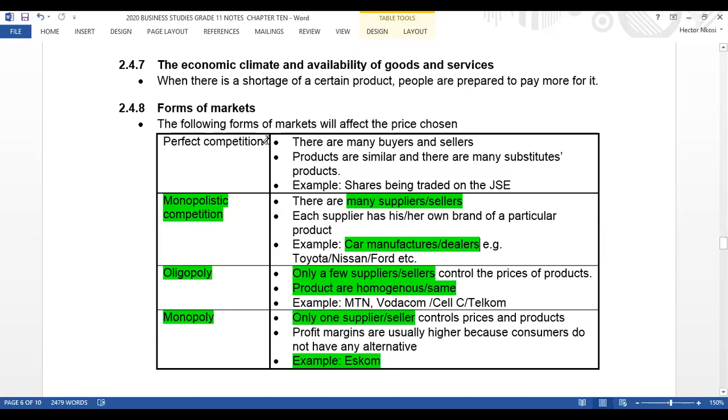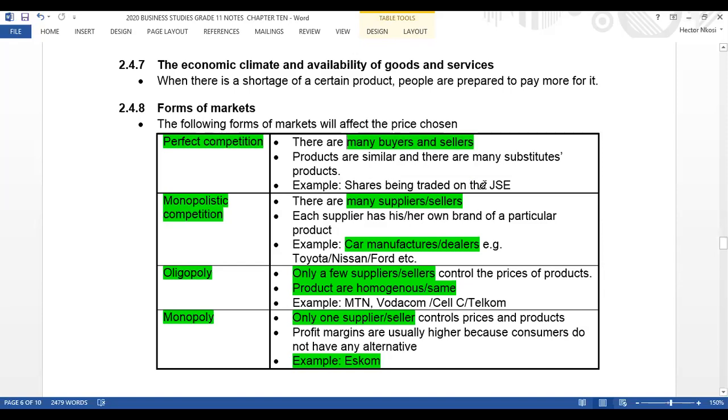Then now we're moving to perfect competition. Grade 11, when we move to perfect competition, there are many buyers and sellers. Here you've got many buyers and sellers, the products are similar, and there are many substitute products.